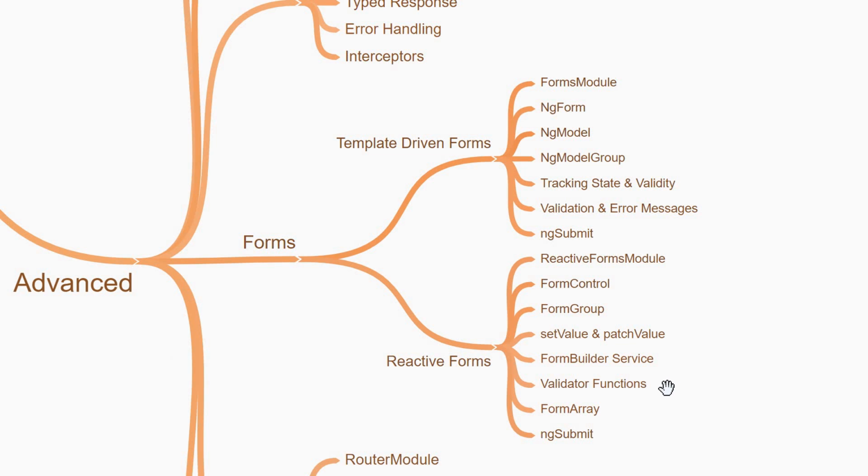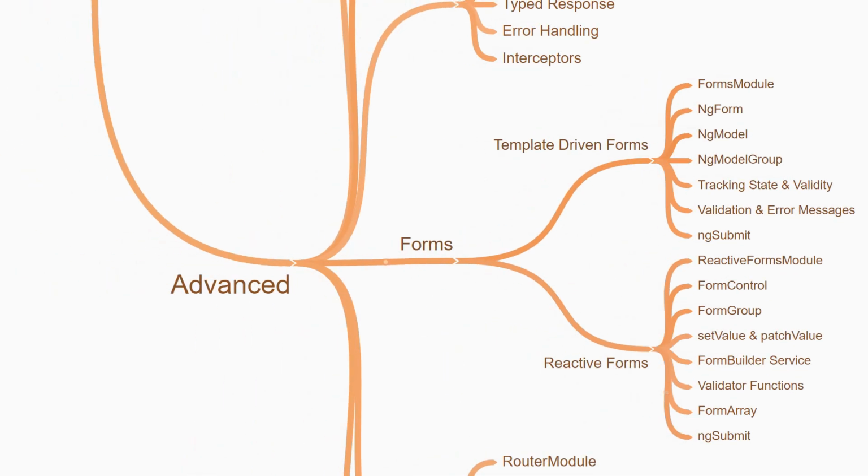Once your form is up and running, the next step is to add validation. You can make use of the built-in validator functions or even build your own custom validation rules. You'll then learn about the form array directive, which lets you work with an array of values. This will help you add dynamic form controls to your form, for example, adding multiple phone numbers or multiple addresses if the user wants to. Finally, you'll submit the form with the ngSubmit output property. So that is about forms in Angular.